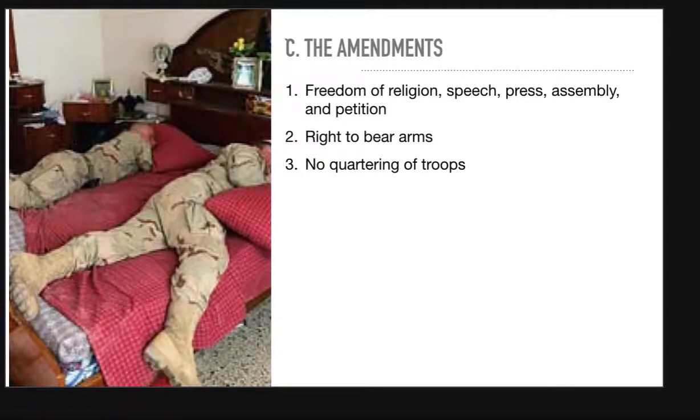Number 3. So no quartering of troops. So why did we put this one in there? Those of you that took U.S. history last year, what do you know about the history behind this one? Tasha? Yeah. So, yeah, they weren't allowed to say no.